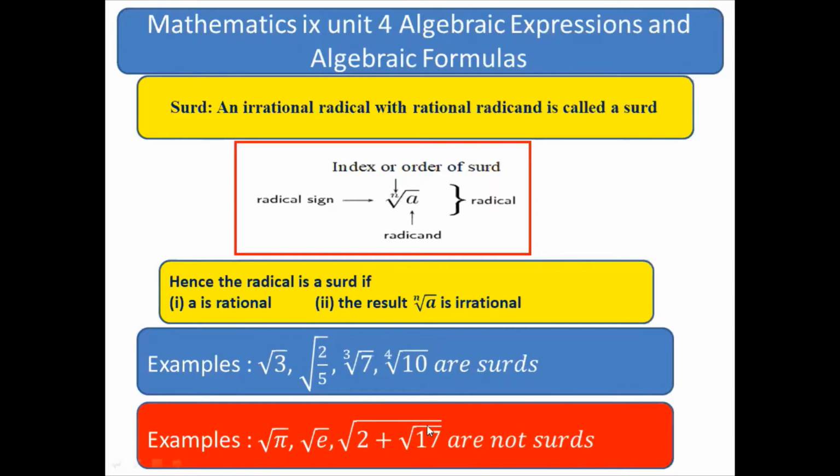Similarly, the square root of 2 plus square root of 17 is not a surd. Why? Because 2 plus square root of 17 is not a rational number. Since 2 plus square root of 17 is an irrational number, an irrational number under a radical sign cannot produce a surd. So these are some examples which are not surds.